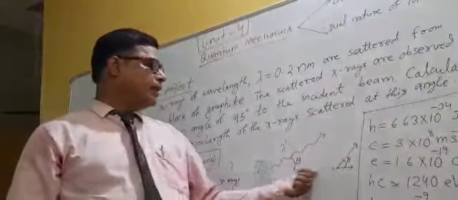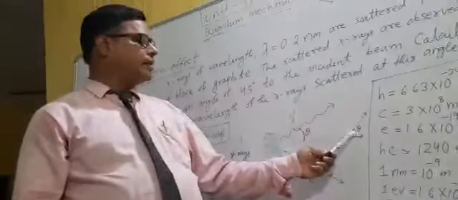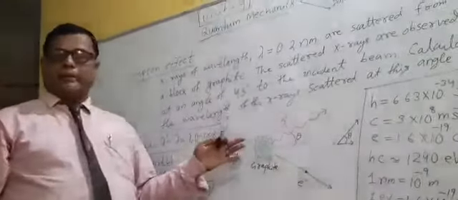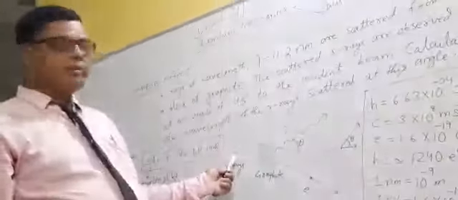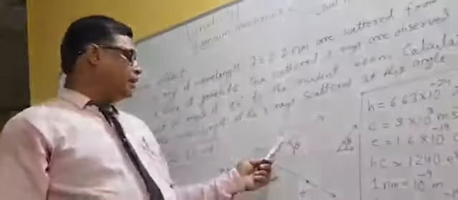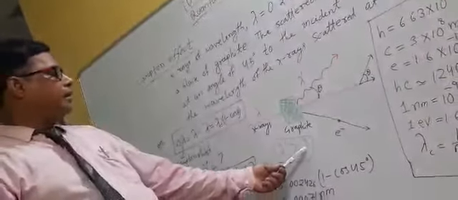This is the incident direction and this is the scattered direction. The angle is theta. Theta is called the angle of scattering. After scattering, the wavelength changes. Let lambda be the wavelength of the incident X-ray and lambda prime the wavelength of the scattered X-ray. In the Compton effect it is observed that lambda prime is greater than lambda.